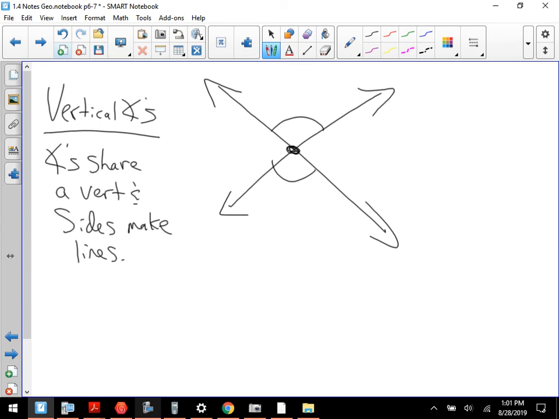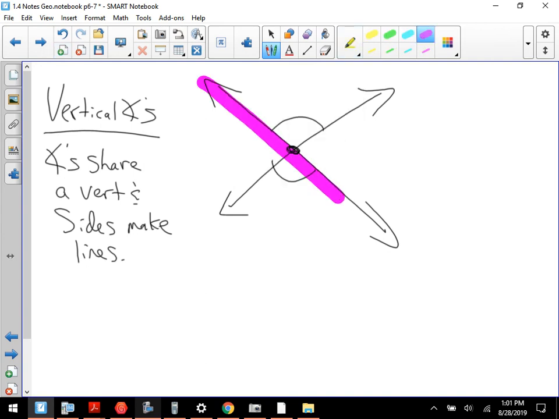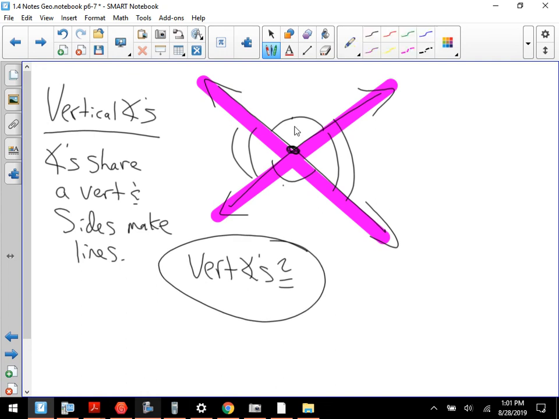That's where it comes into the idea that their sides create the lines. Okay. So when you have two lines that intersect, you get two sets of what are called vertical angles. Angles that are across one another on either side will always be equal. When we get into a lot of stuff later on, this statement becomes very, very important.